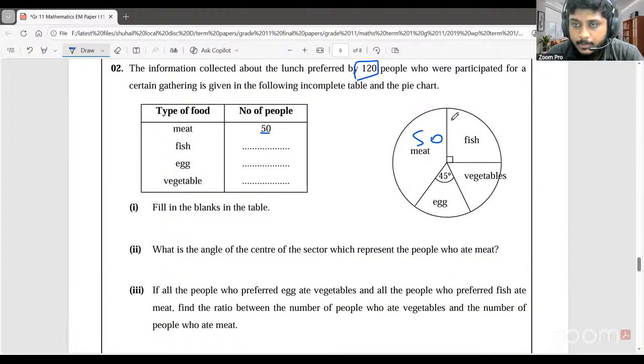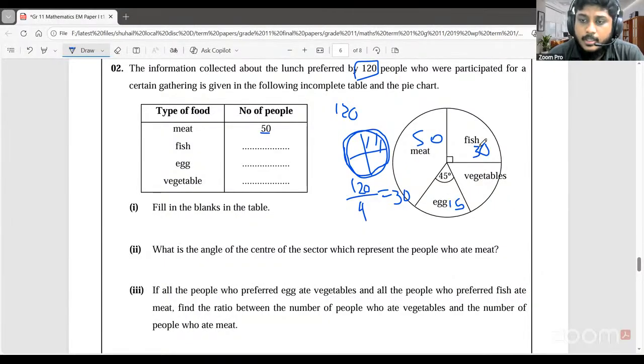The total is 120. When you take a full circle, that is equal to 120. Then when you take a quarter circle, how much is it? Full circle 120 means quarter circle is 120 divided by 4. Then 30, right? Then the 90-degree fish will be 30, but 45 degrees will be how much? Half of 30, that is 15. Very good. So this is 50, this is 30, that means 80, and 80 and 15 is 95. Then to get 120, this should be 25. Am I correct?